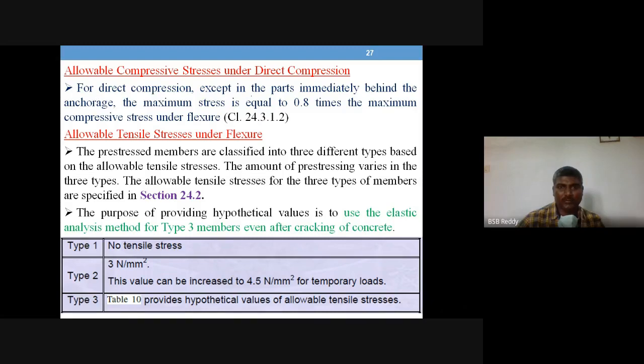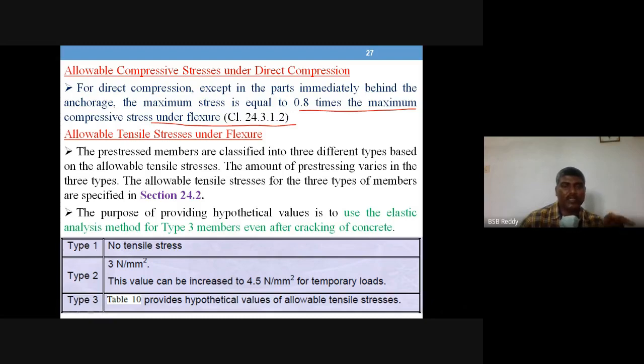So for direct compression, except in the parts immediately behind the anchorage, the maximum stress is equal to 0.8 times the maximum compressive stress under flexure. Okay, so whatever the values that we are using under flexure, the maximum stress that is permitted is equal to 0.8 times those values. So for direct compression, except in the parts of end blocks, the remaining portions.